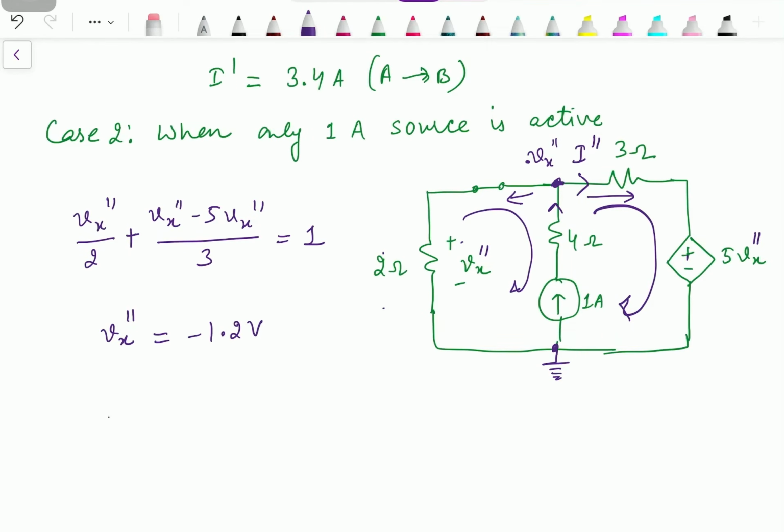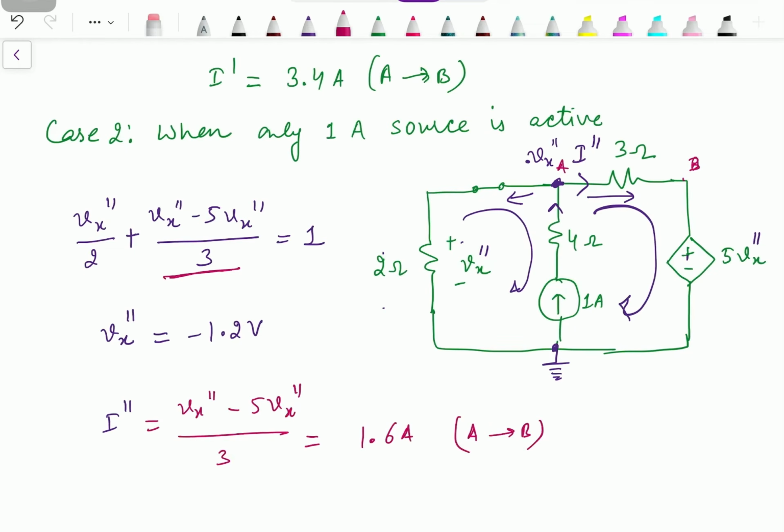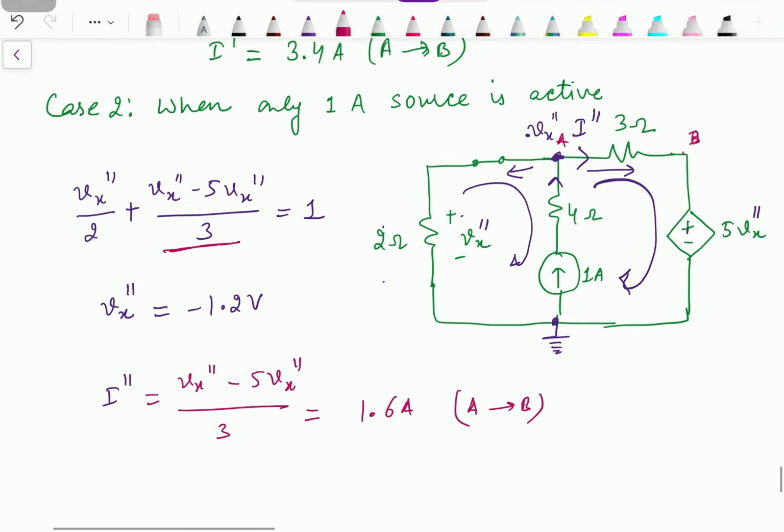We need to find out I double dash. Obviously this term is actually the value of I double dash, which is equal to Vx double dash minus 5Vx double dash by 3. So when we use the value of Vx double dash as minus 1.2, I double dash is 1.6 ampere. Again, if this is A and this one is B, then it's flowing from A to B. Now both the currents are in the same direction.